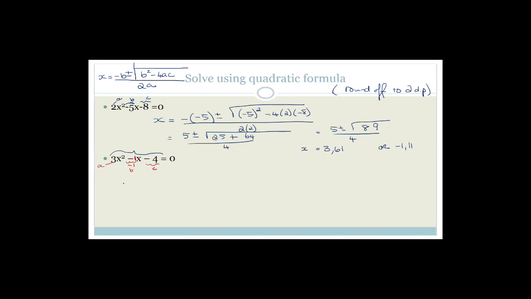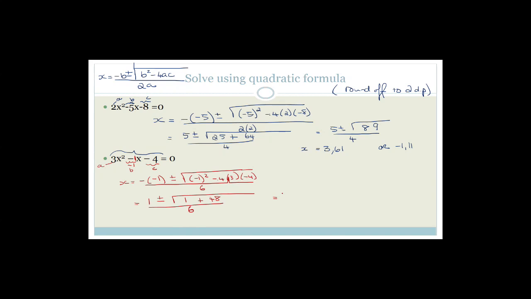Okay, so we know that x is going to equal minus b, so it's going to be minus minus 1, plus or minus the square root of b squared, which is minus 1 squared, minus 4 times a, which is 3, times c, which is minus 4, all over 2 times a, which is 6. So minus times minus is a plus, it's just 1, plus or minus, minus 1 squared is 1, minus times minus is a plus, 4 times 3 is 12, times 4 is 48, all over 6. Okay, right. So now, how did I get the 6? It was 2a, and 2 times 3 is 6.